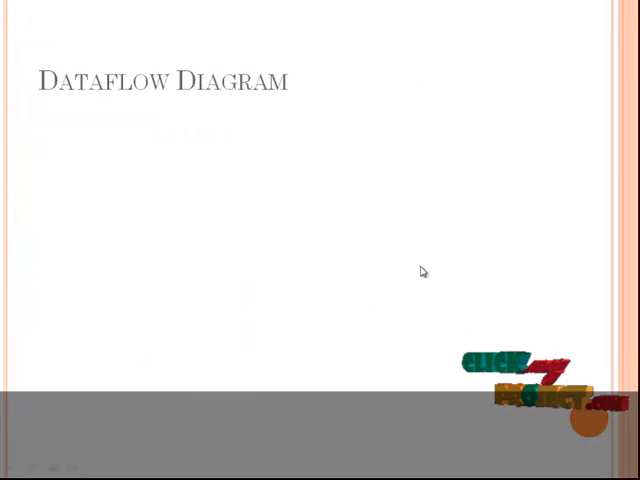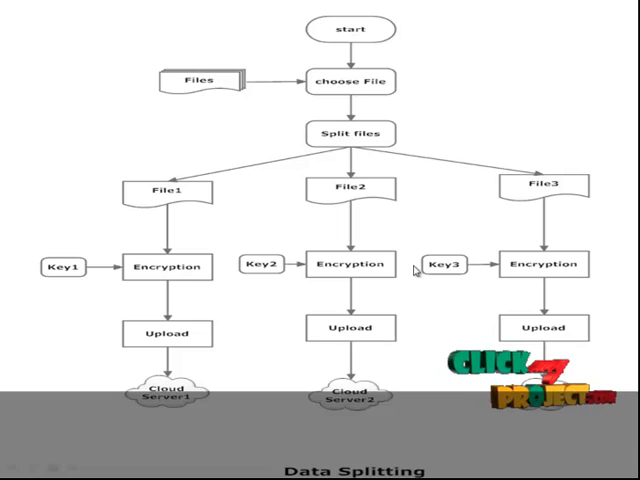Let us see the data flow diagram of the project. At first, the step is the data splitting. First, the user should choose from the collection of files. So the file which is going to be uploaded is selected and we split the file into pieces. Here the file is split into three pieces.